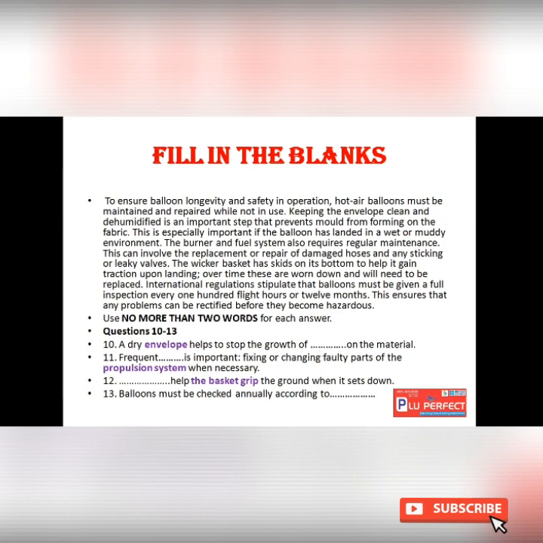Okay, so what will grow on the material? Adverb, obviously not. Verb, obviously not. So something is growing on the material. That means the answer has to be a noun. Okay, so let's start reading.